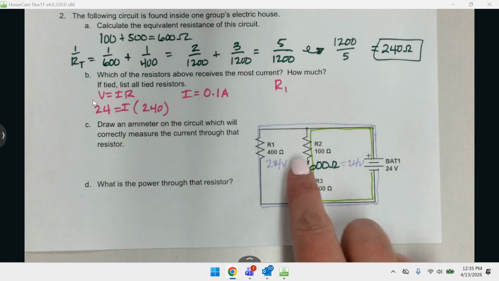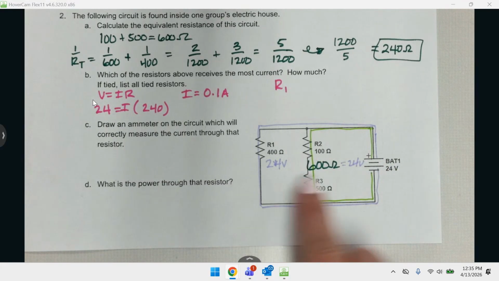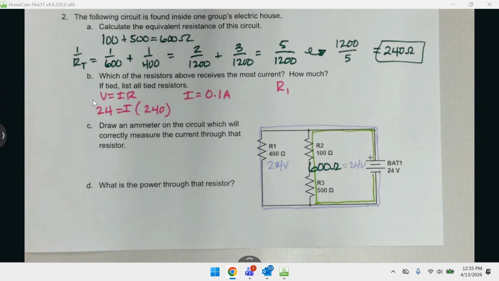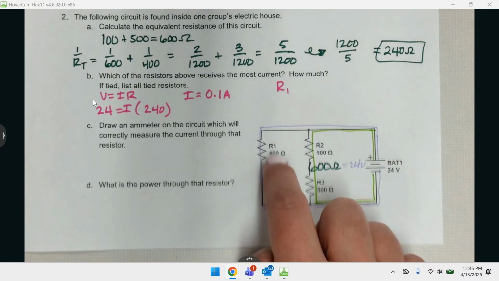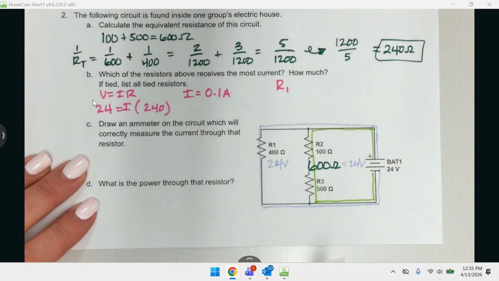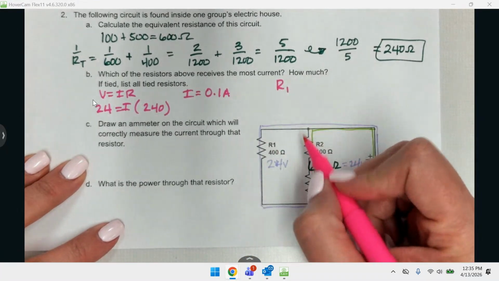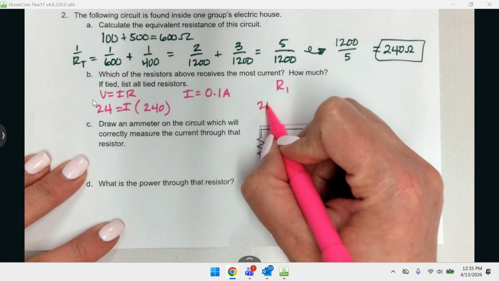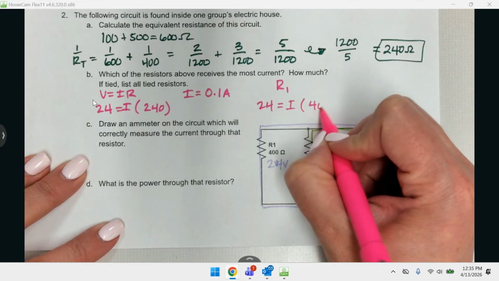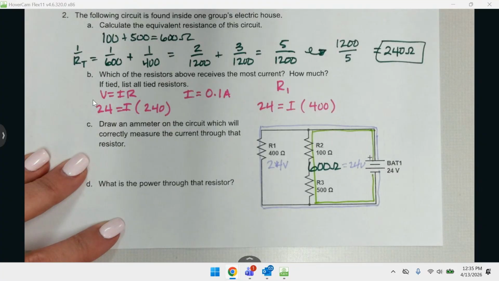Oh, it's not asking for voltage drop though, sorry, it's asking for current, so I can calculate my current now. You need the voltage drops to do it. On this one, you would need to figure out how much of it goes to each place, but you don't actually need those. I'm trying to figure out my current here, so I would do V equals I times R again, using my 24 volt drop, and this time just the 400 ohm resistor. So 24 divided by 400.